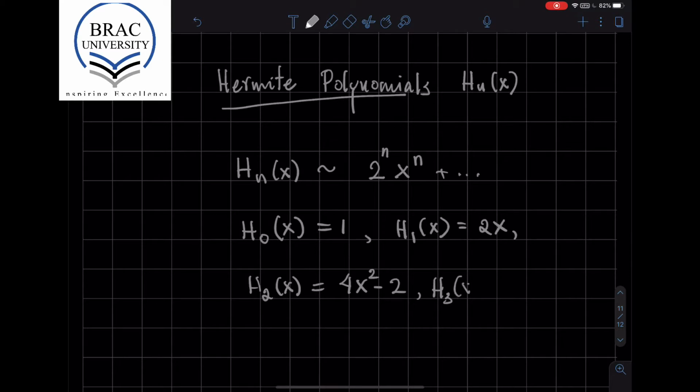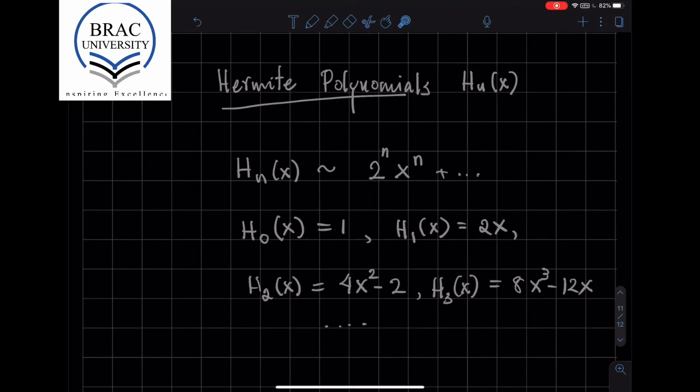H3 of x is 8x cubed minus 12x, etc. See that the Hermite polynomials are either even functions or they are odd functions.